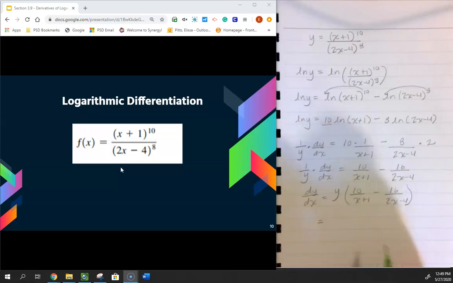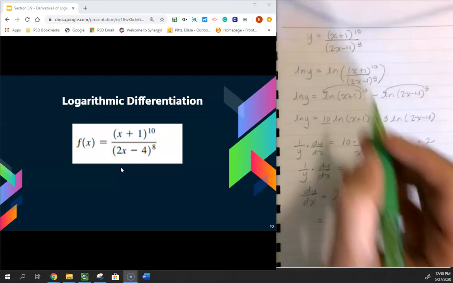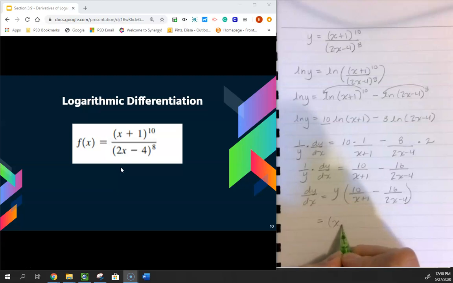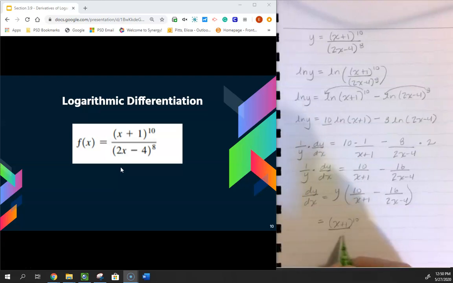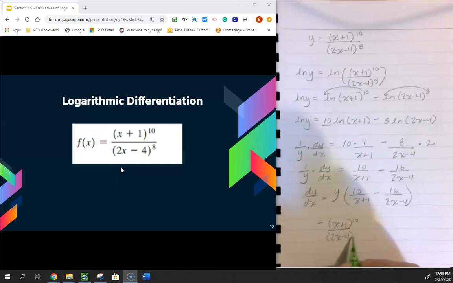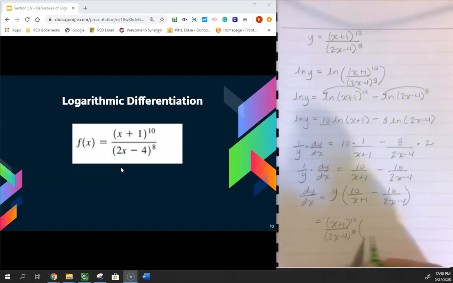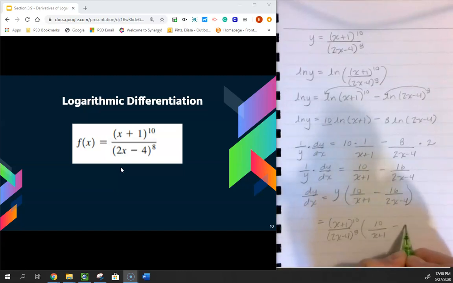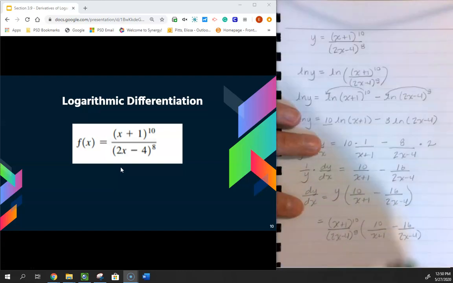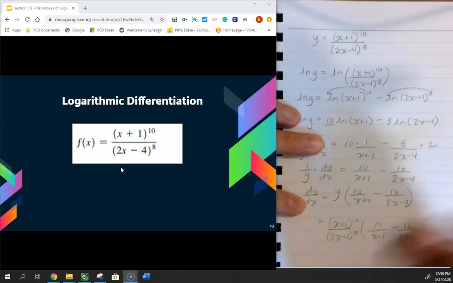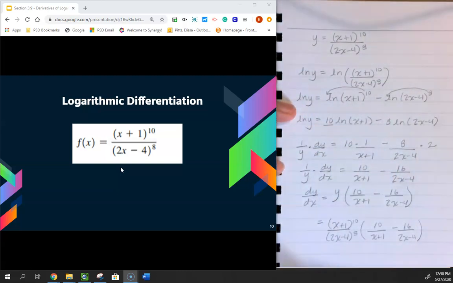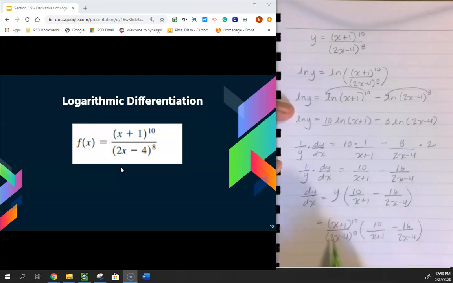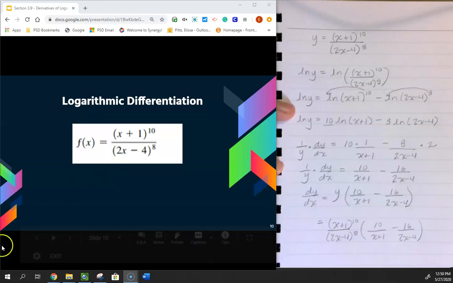But I also know what y is. y is equal to this stuff on the top, (x plus 1) to the 10th over (2x minus 4) to the 8th, times 10 over x plus 1 minus 16 over 2x minus 4. I can just write that with one big parenthesis. Now I'm sure that your book does some more algebra here. I'm just going to leave it like this and leave you to the algebra.